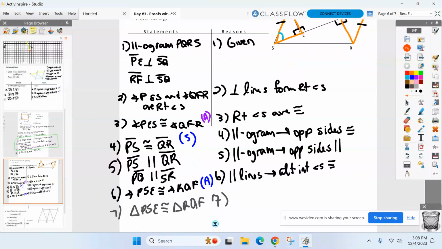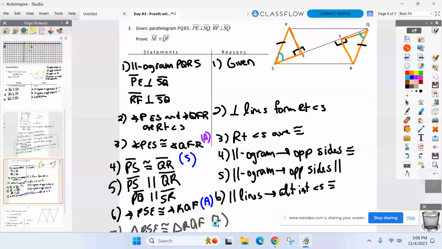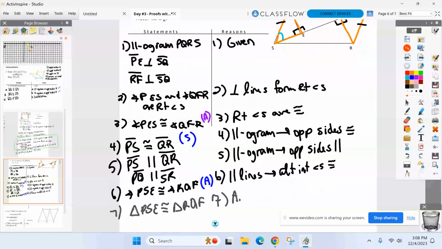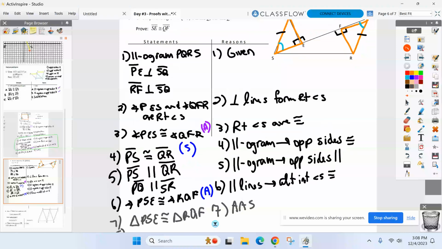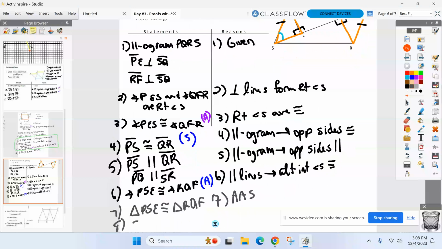And some of you may already know, is that side in between or not? Take a look. Absolutely not. So we have to go angle, angle, side. And there's a reason we got the triangles congruent, so we could say all their corresponding parts are, including SE and QF. And let it roll off the tongue, everybody. CPCTC.